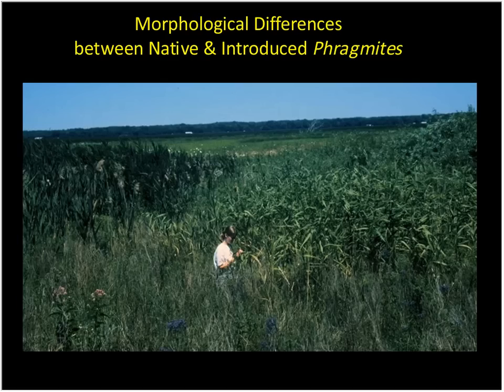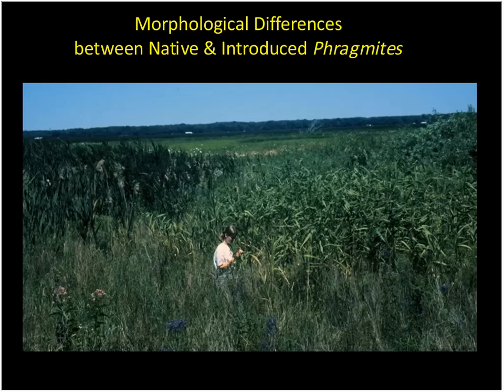I'm going to start talking about the morphological differences between the native subspecies americanus and the introduced Phragmites. And this is a photo of me in my younger days at Montezuma National Wildlife Refuge in Seneca Falls, New York. The Phragmites you see on the right that I'm looking at is native Phragmites, and the patch on the left, the darker one, is introduced Phragmites.